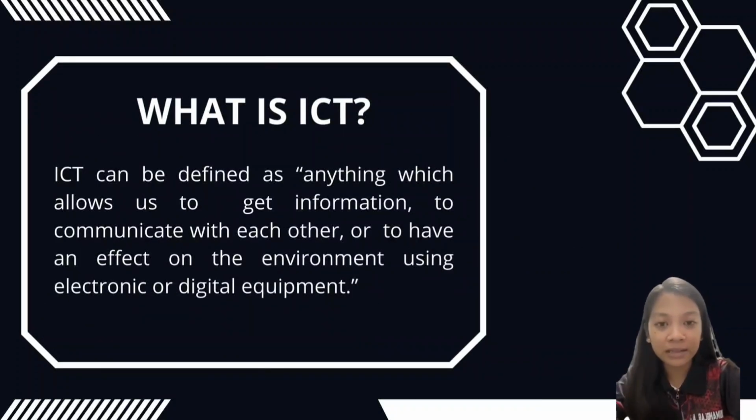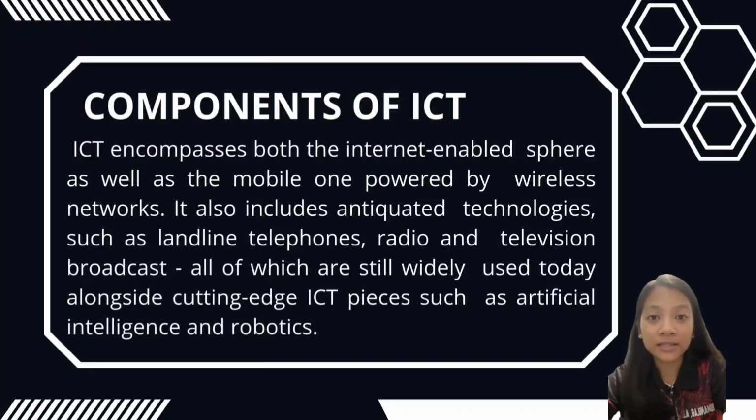ICT can also be defined as anything which allows us to get information, to communicate with each other, or to have an effect on the environment using electronic or digital equipment. What are the components of ICT? ICT encompasses both the internet-enabled sphere as well as the mobile one powered by wireless networks. It also includes antiquated technologies such as landline telephones, radio and television broadcasts, all of which are still widely used today, alongside cutting-edge ICT pieces such as artificial intelligence and robotics.